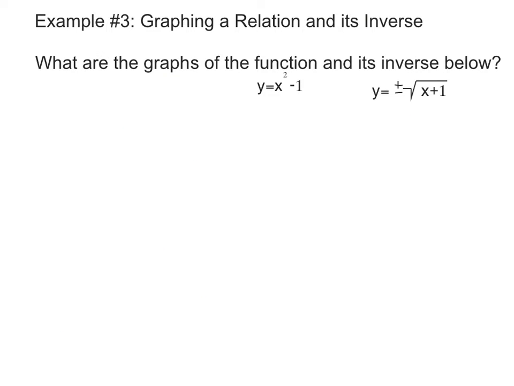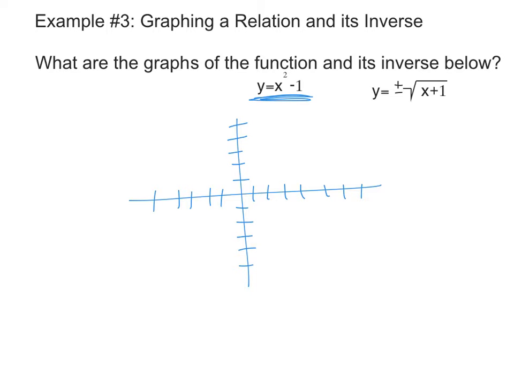Our last example asks, what are the graphs of the function and its inverse below? All right, so the first one should be fairly simple, and I really should have had a graph on here, but I didn't. All right, we should recognize that this is a quadratic function. And as far as transformations go, -1, we should remember that it means it's going to go down 1. So it is a parabola that has moved down 1. So the vertex is down here at 0, -1. So it's going to look something like that. That's the original.